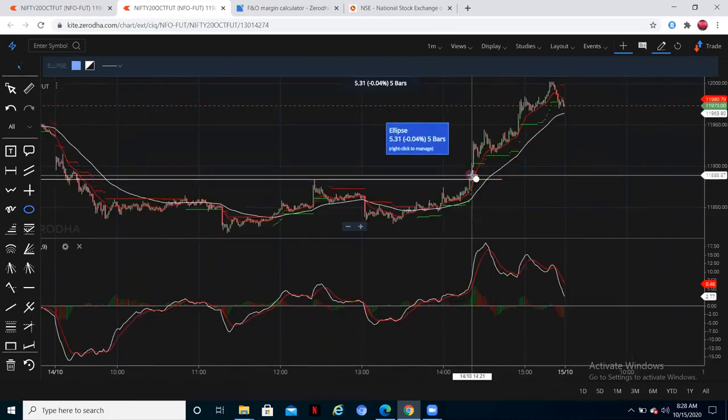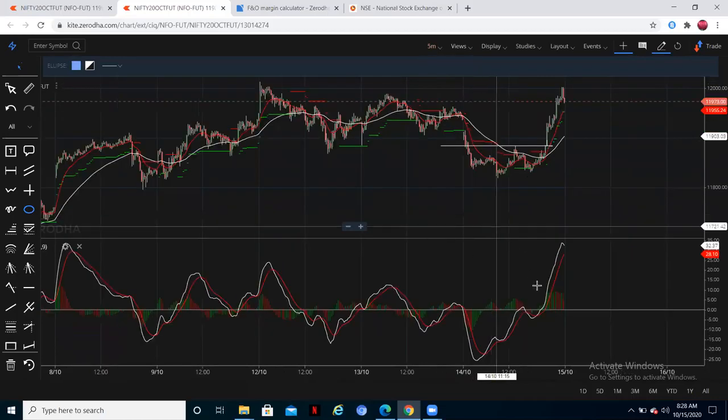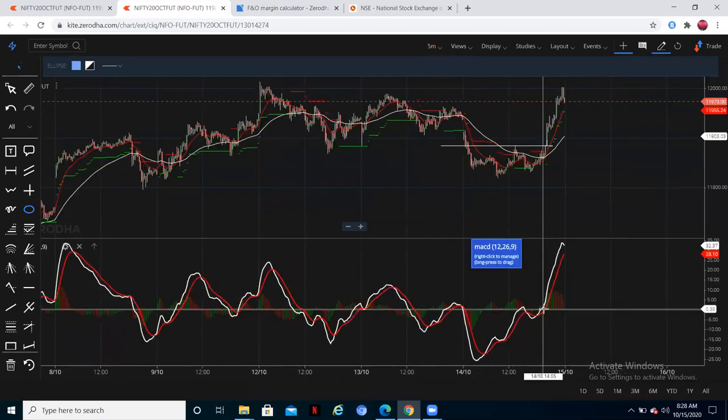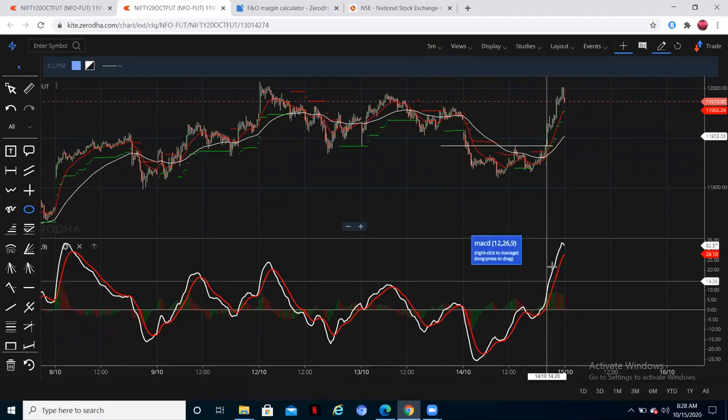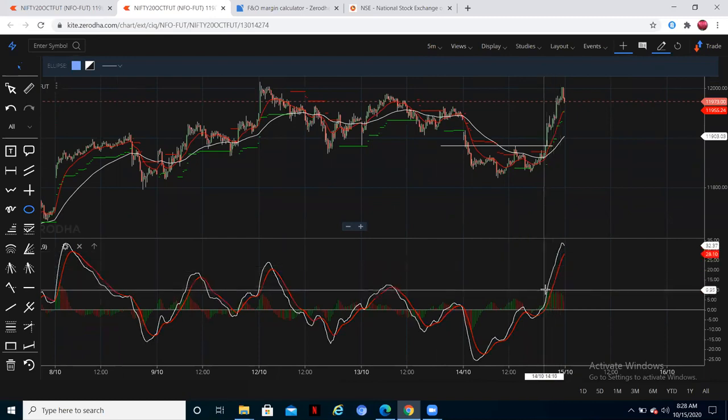Here you can see I got the entry at around 2:21. This is the time, 2:21. So I will be checking on the 5-minute time frame for the MACD for 2:21. So here you can see from 2:05 only it is moving above zero. So that means my entry is correct. The strength is there for this particular trend.